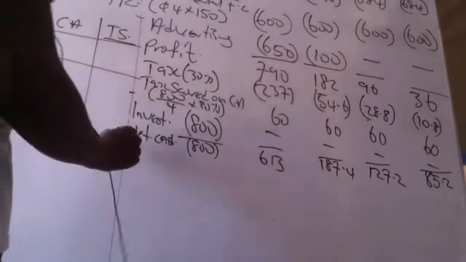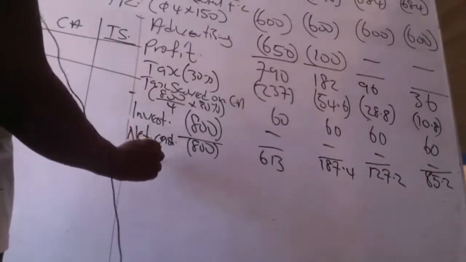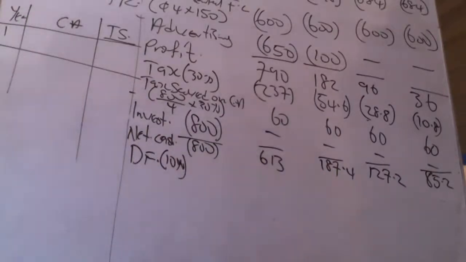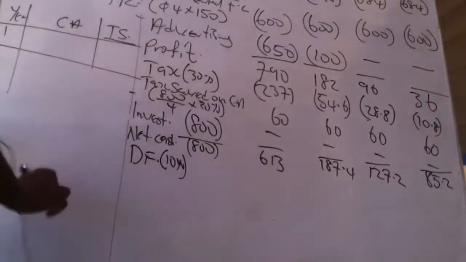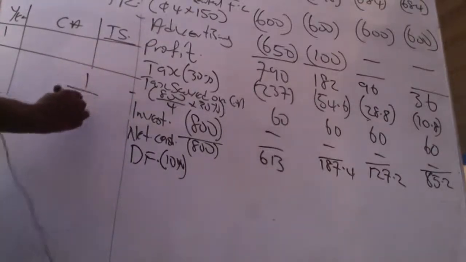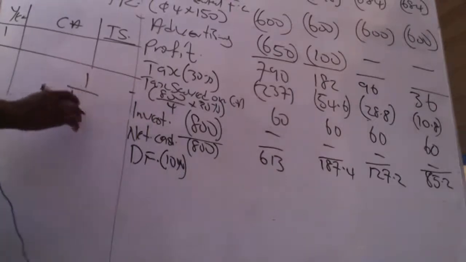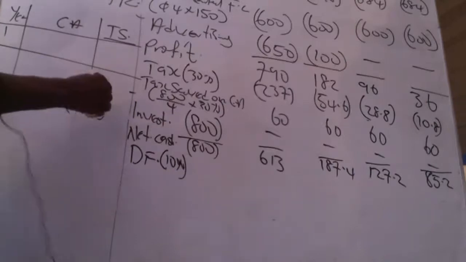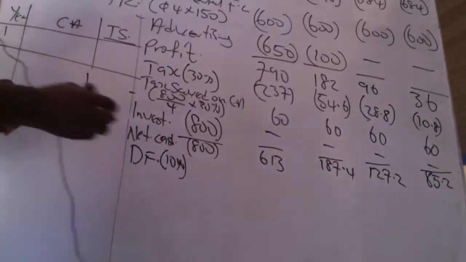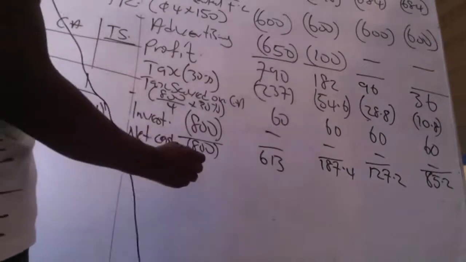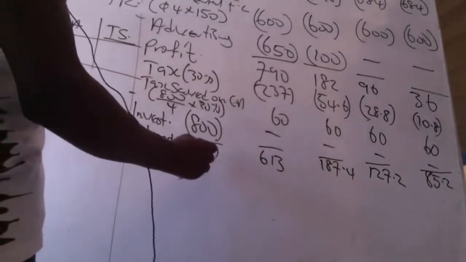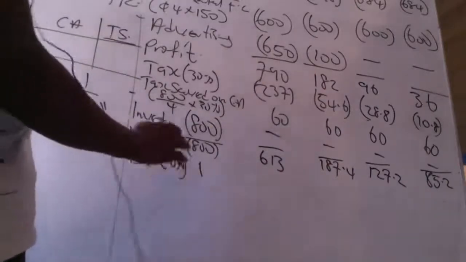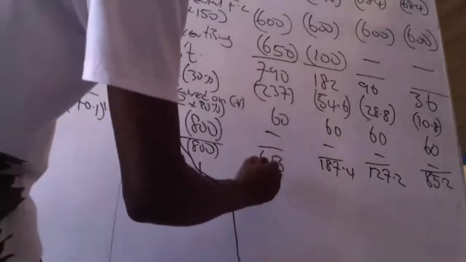What next? Discount factor. What is the discount factor? The cost of capital is at 10%. So calculate the discount factor for me, which at 10% will be 1 over 1.1. If I'm in year 1, 1 plus 0.1, put 1 there. Year 2, put 2 there, in that order. So kindly give me the discount factor. Year 0 will be 1, because 800 Ghana cedis today is the same as 800 Ghana cedis; it won't change value.